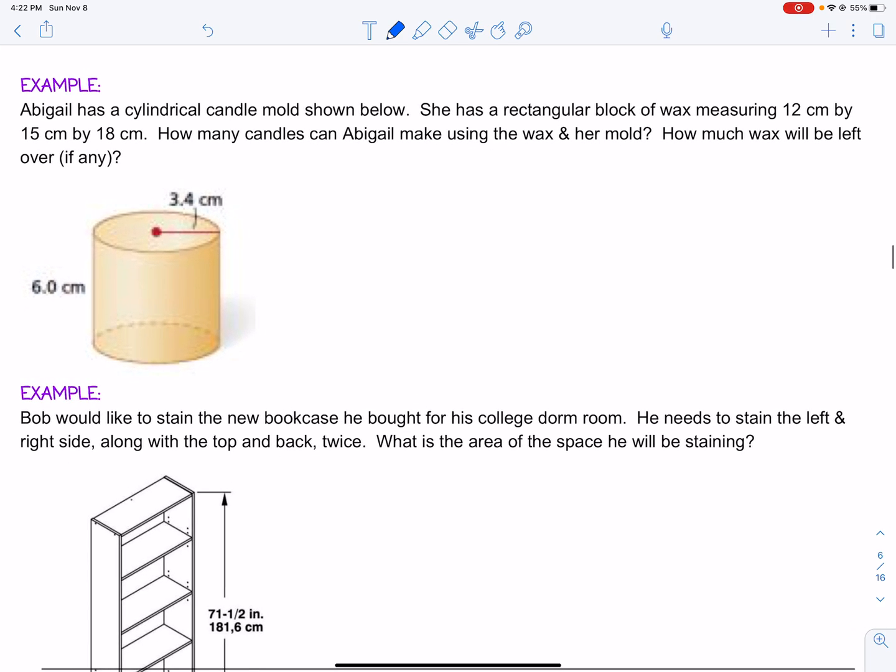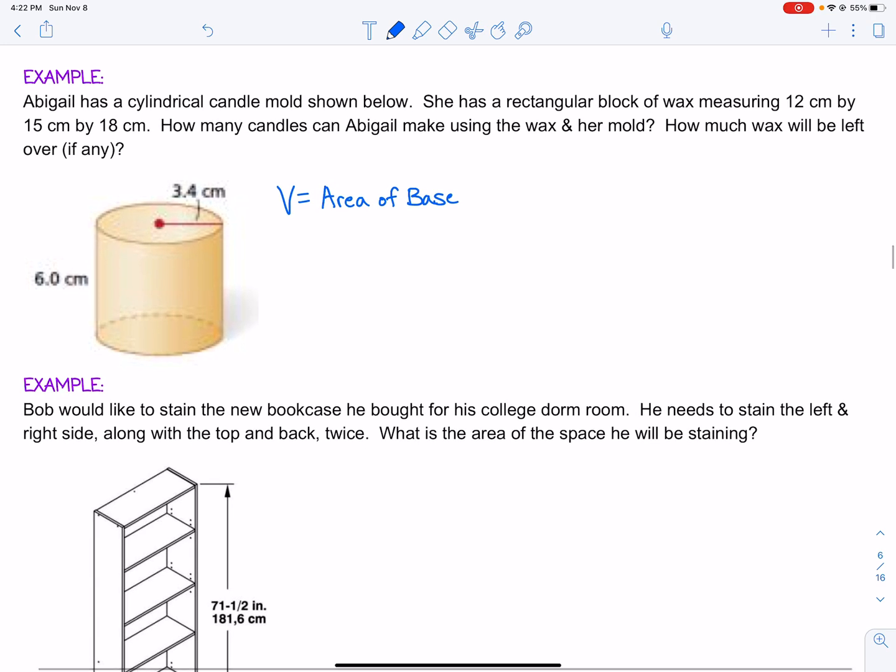She has a cylindrical candle mold shown below. So let's first find the volume of the cylinder. So the volume of the cylinder is going to be the area of the base, which is a circle, times the height, which is what makes this a 3D shape. So we call that big B for area of the base times the height, and just recognize that the base of this cylinder is in the shape of a circle.